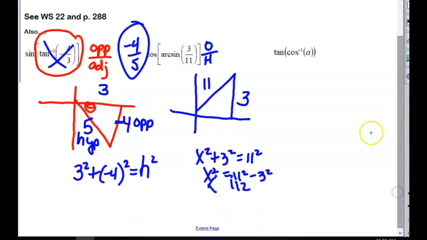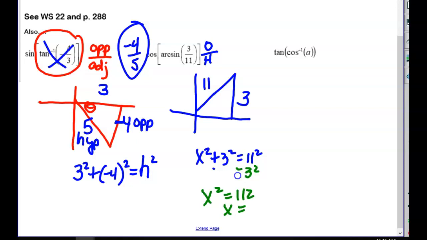Square root of 112, I think, is 16 times something. Can you check that? 16 times 7, is that right or no? Yeah. Okay, so what would that simplify to? 4 square roots of 7. Now, you do have to simplify to give full credit. Is it negative? No, it's in quadrant 1.